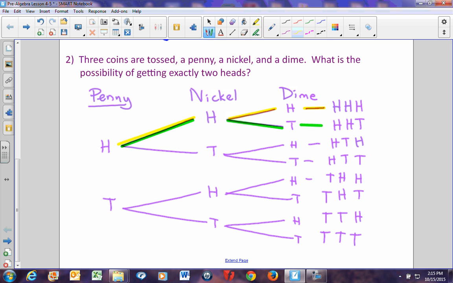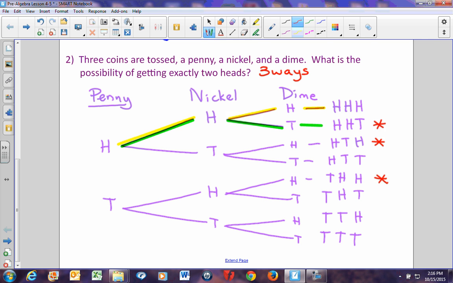So if we look at this, what is the possibility of getting exactly two heads? That means I have to have two H's and a T. It doesn't matter what order they are. Well, here's two H's and a T. Here's two H's and a T. And here's two H's and a T. So there are three possible ways in which I will get exactly two heads. Three ways.